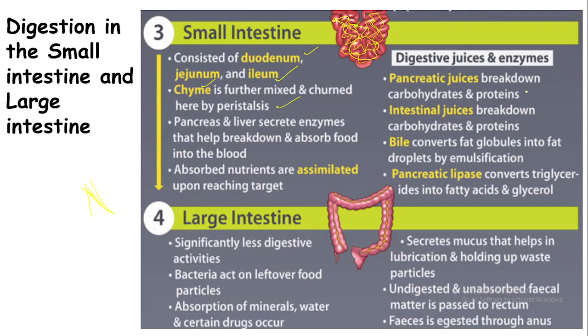The digestive juices and enzymes: pancreatic juices break down carbohydrates and proteins. Intestinal juices break down carbohydrates and proteins. Bile converts fat globules into fat droplets by emulsification. Pancreatic lipase converts triglycerides into fatty acids and glycerol. This is very important. Have a look.